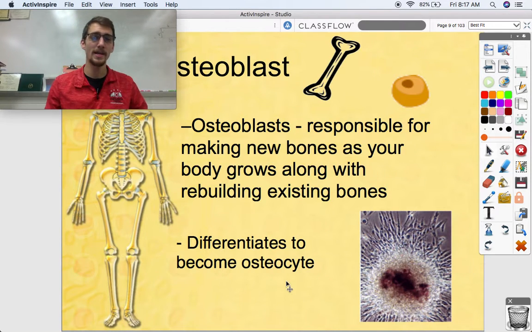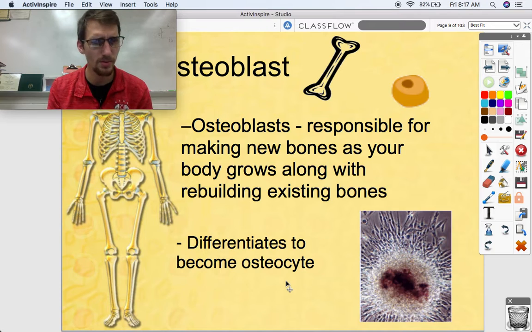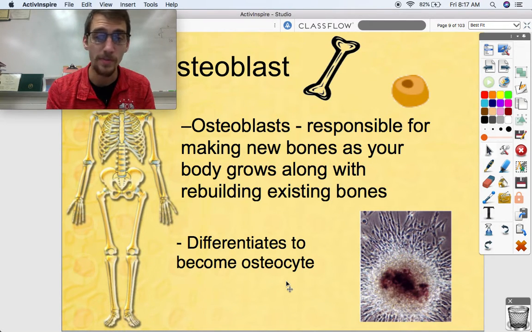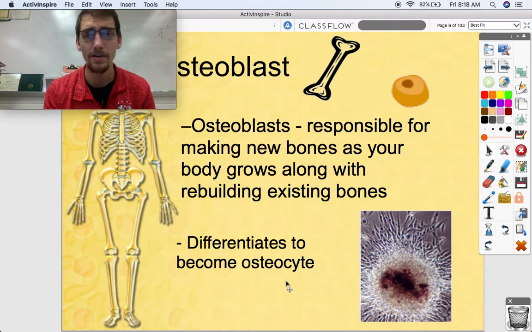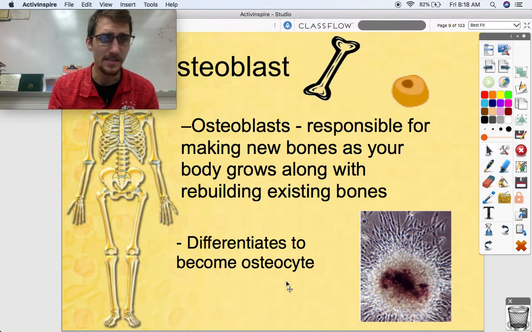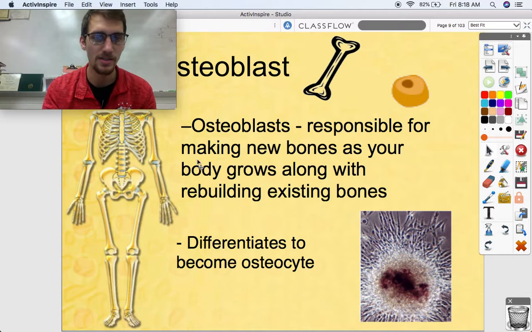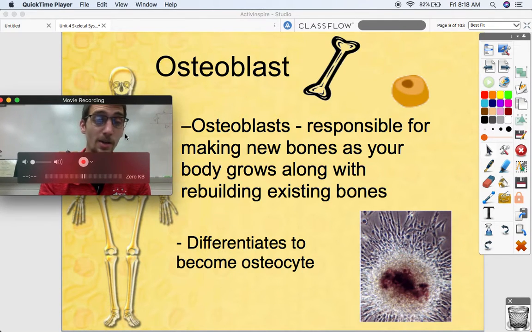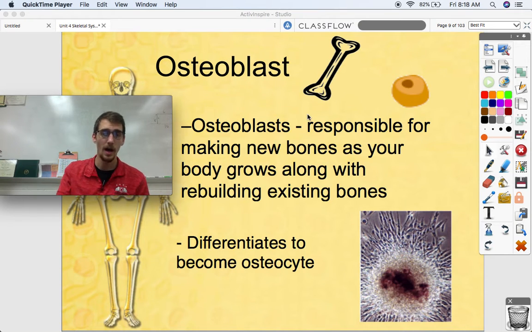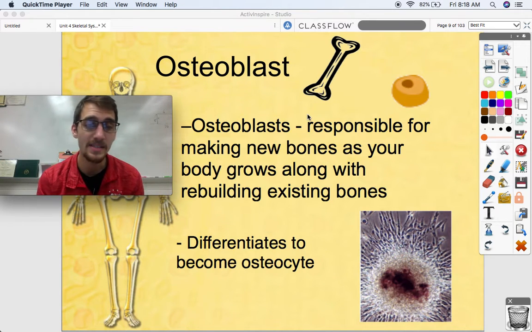Okay, so let's talk about osteoblasts. We talked about how osteogenic cells develop into osteoblasts. What do osteoblasts do? Osteoblasts are responsible for making new bones as your body grows, along with rebuilding existing bones. As you grow older, your bones get longer and you get taller up until a certain point. And throughout your entire life, your bones are remodeling themselves. Any damage they sustain is broken down and then rebuilt from the ground up throughout your entire life by the actions of these particular cells, osteoblasts and their counterpart, osteoclasts. Osteoblasts can differentiate to become osteocytes as well.